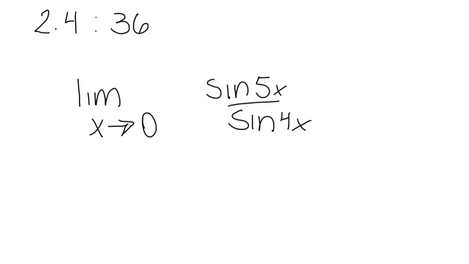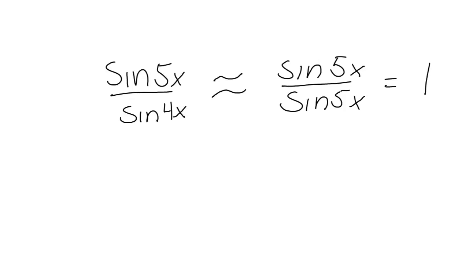Like I said previously, the first problem we have today is from chapter 2, section 4, problem number 36. The limit as x approaches 0 of sine of 5x over sine of 4x. Since sine of 5x over 5x is equal to 1, we can see that the limit as x approaches 0 of sine of 5x over sine of 4x is comparatively close to 5 over 4, which gives our limit.